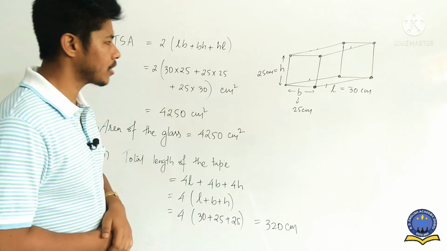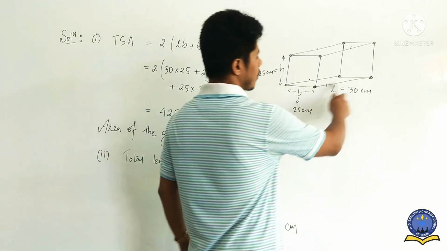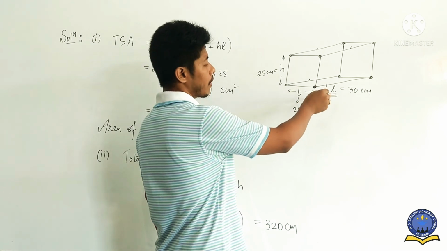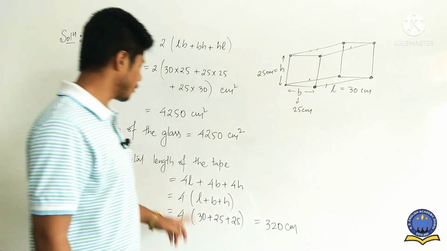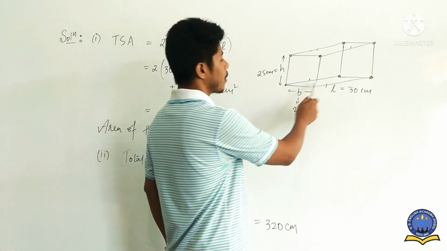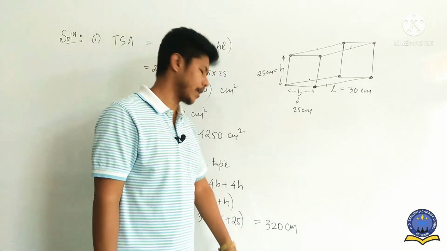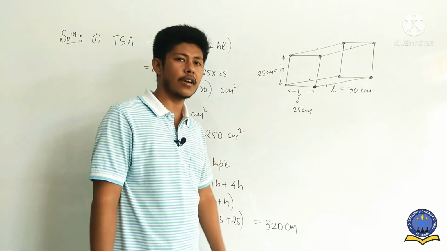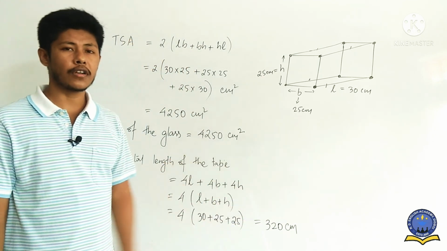Next, the question is asked: total length of the tape required. So total length means these are the lengths here, and how many lengths are there? 1, 2, 3, 4. That's why 4 times of length. Similarly, breadth 1, 2, 3, 4. That means 4 times of breadth plus 4 times of height we write. And if we put the value, finally when we calculate the answer, we get 320 centimeter. I hope all of you understood this one.